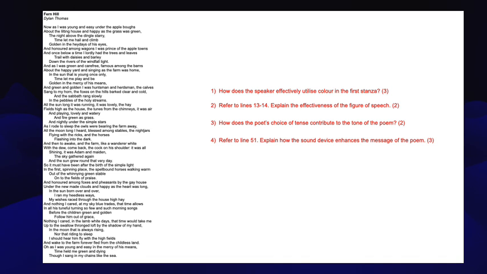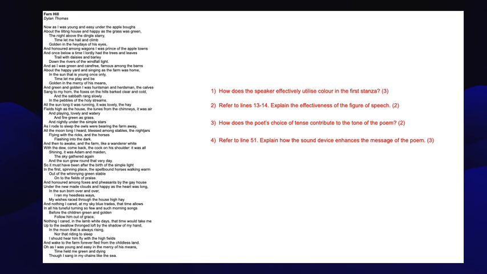So we're just going to jump straight into the questions here. I'm going to assume that you've done all this preparation beforehand. Question 1. How does the speaker effectively utilize colour in the first stanza? This is 3 marks, which signifies that you should be looking out for more than one colour, and then you need to explain those different colours. Question 2. Refer to lines 13 to 14. Explain the effectiveness of the figure of speech. So make sure that you are clear in terms of what the figure of speech is and explain its effectiveness.